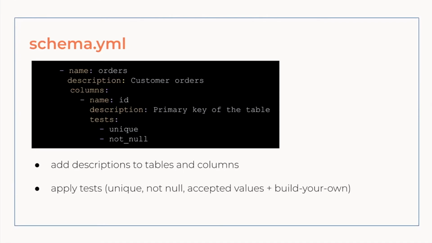So in the schema.yaml, you can apply tests: unique, not null. You could have a list of accepted values, and you can even build your own test as well. So super useful, particularly if you really want rigorous production-level code.